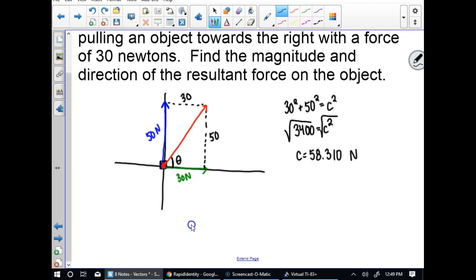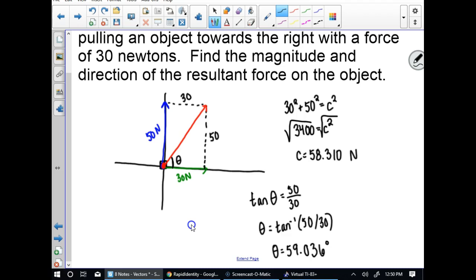So if you find that one, you've got tangent of theta equals 50 over 30. So you'll do tangent inverse of 50 over 30. That is going to give you an angle of 59.036 degrees.